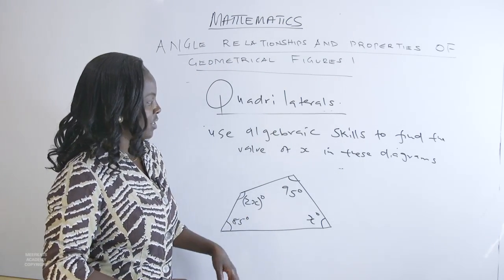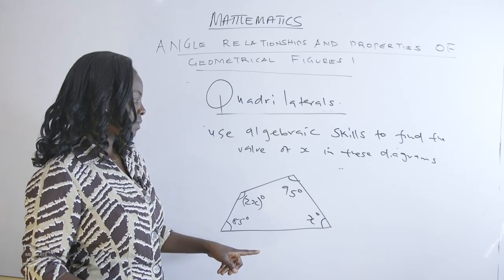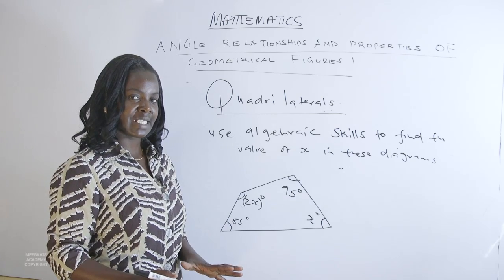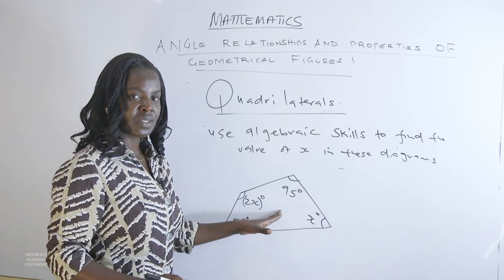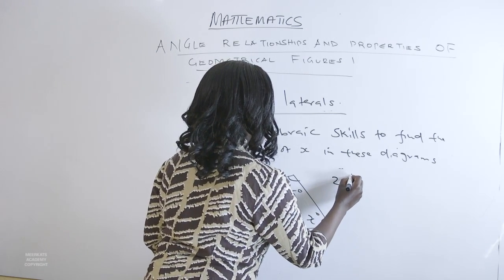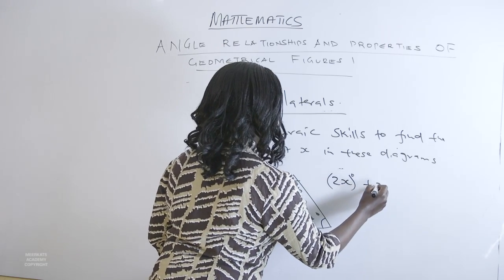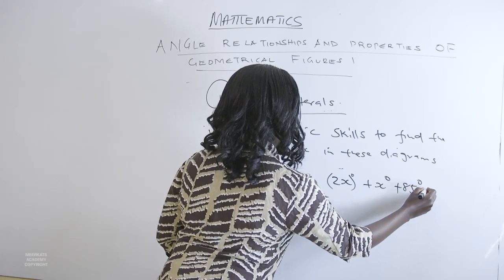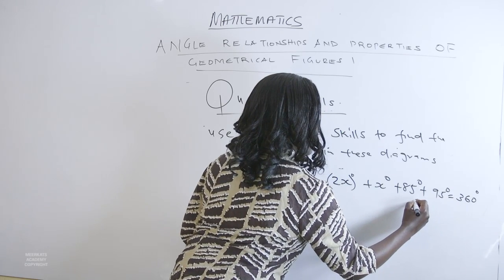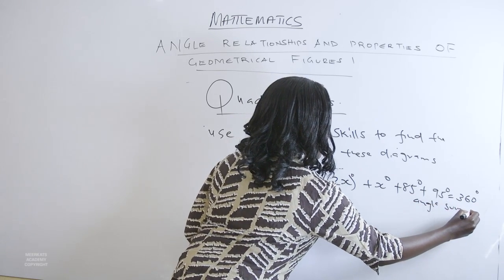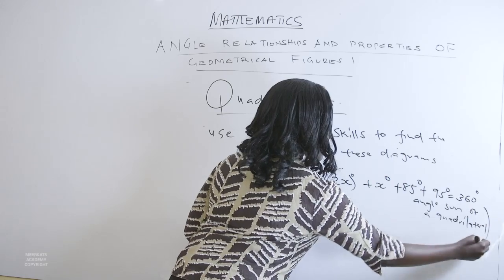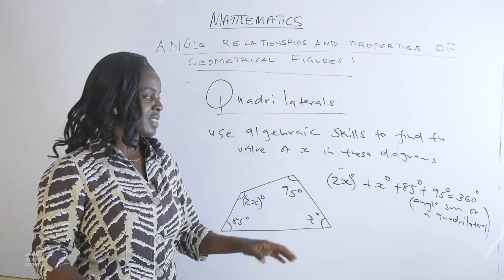So again, let us use algebraic skills to find the value of x in this diagram. You realize this is a quadrilateral, and we have said the angle sum of a quadrilateral is equal to 360 degrees. So that is the information that we can use in this diagram. Every time you're writing down a statement, you must give us the reason why.